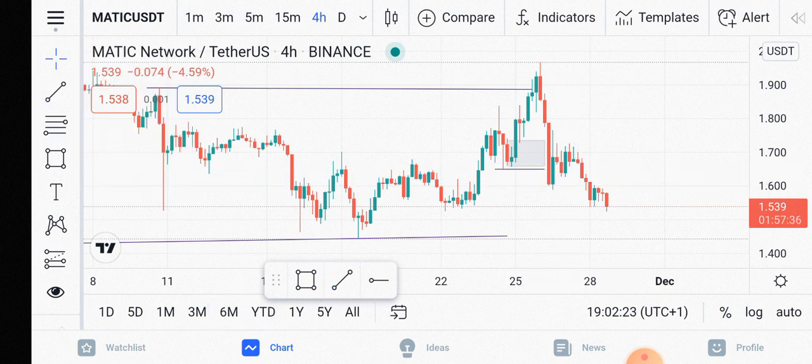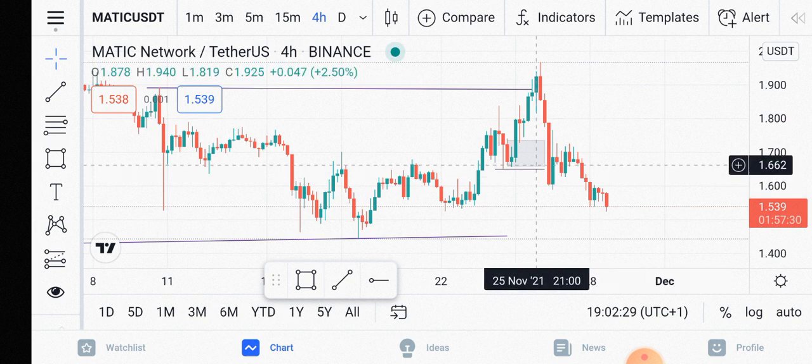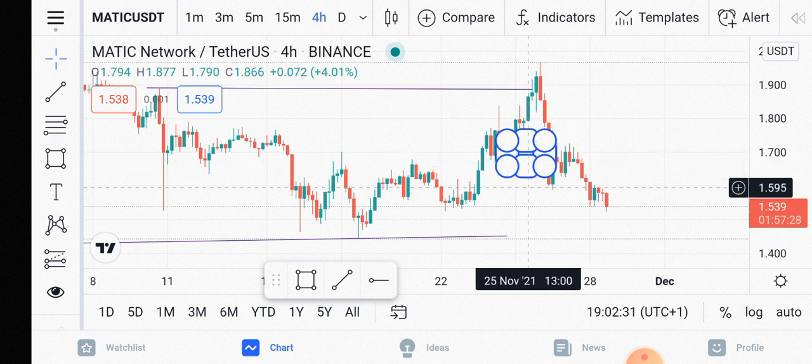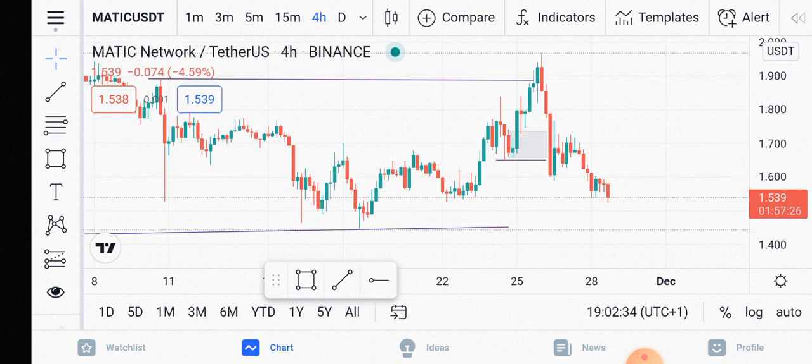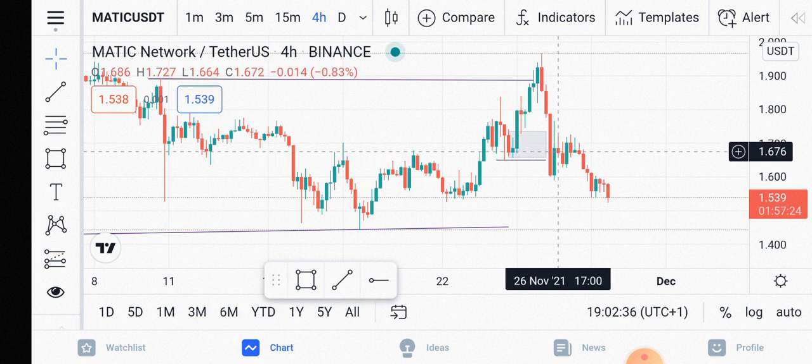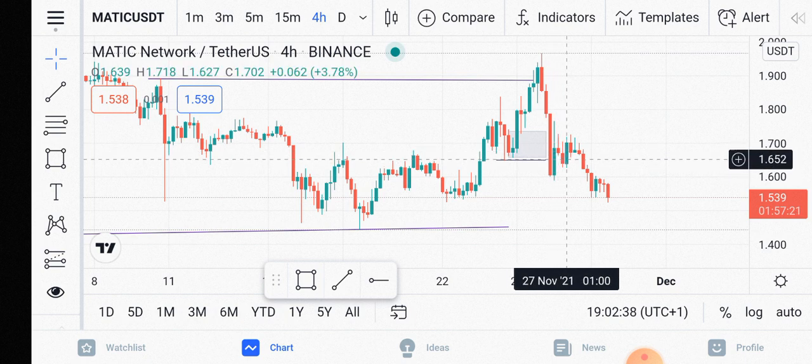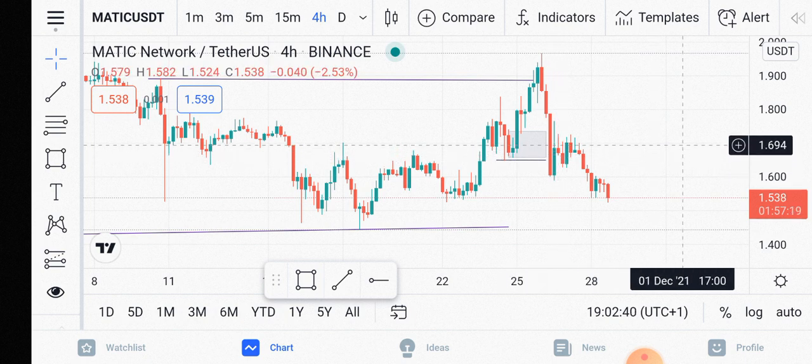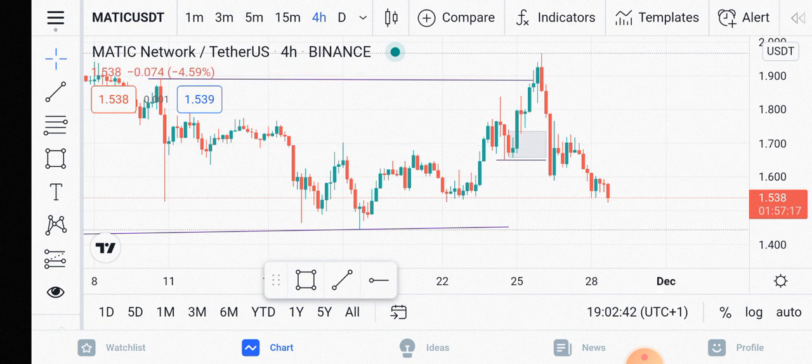So what I'm going to be doing here is I would look for the order block that actually caused the break of this OB, the break of this particular demand zone, and this structure below. From what I can see here, there is no actual order block on this 4-hour time frame.